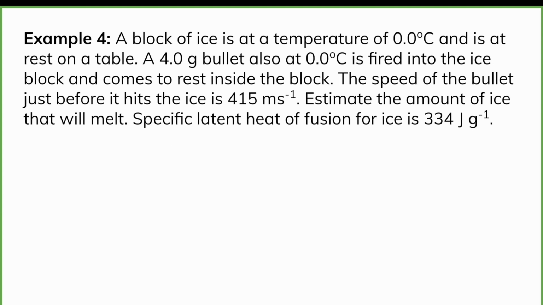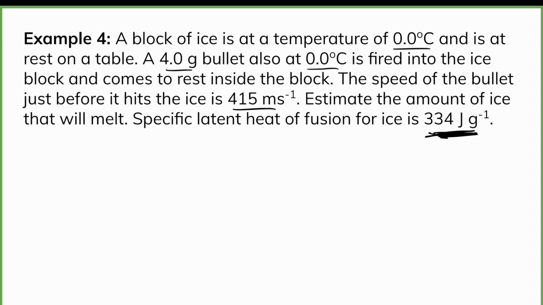So in this question here, we have a block of ice at 0 degrees Celsius, and a 4-gram bullet also at 0 is fired into the ice, and it comes to rest. So the speed of the bullet just before is 415, and then we're going to estimate the amount of ice that's going to melt. And notice here they gave us specific latent heat of ice, but this time it's joules per gram, not joules per kilogram. And we've got to pay attention to that later on when we're using these numbers.